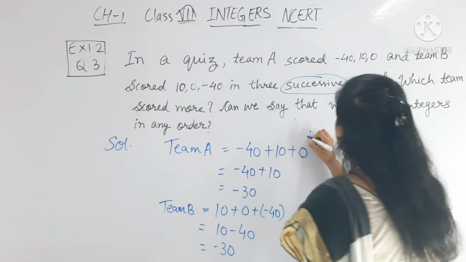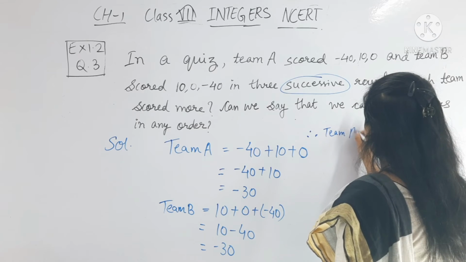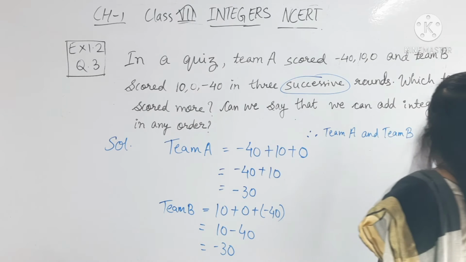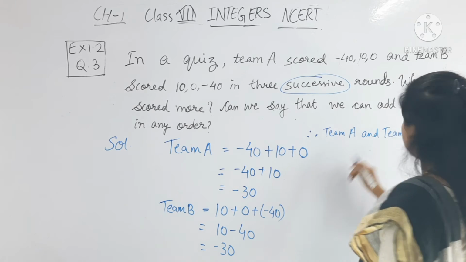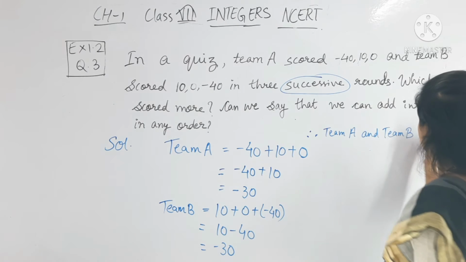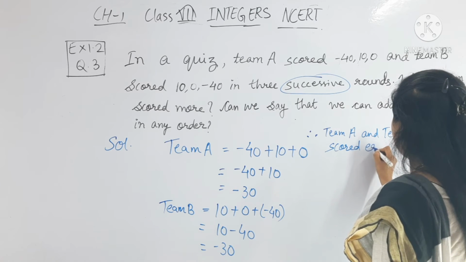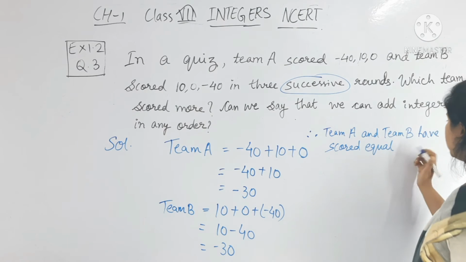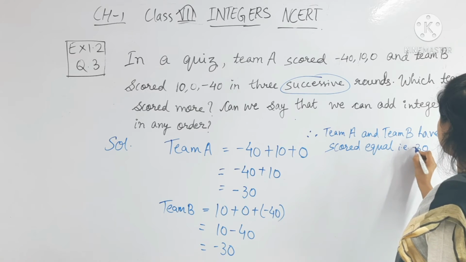So we can conclude that therefore team A and team B have scored equal, that is minus 30.